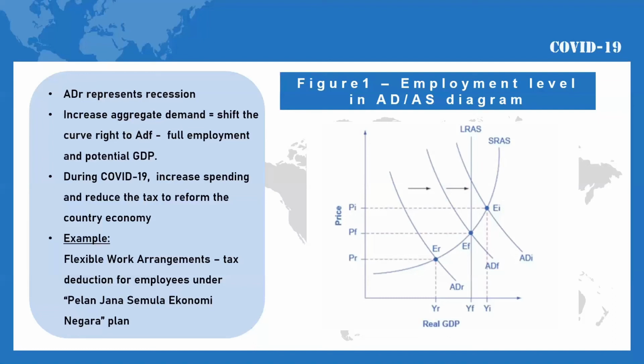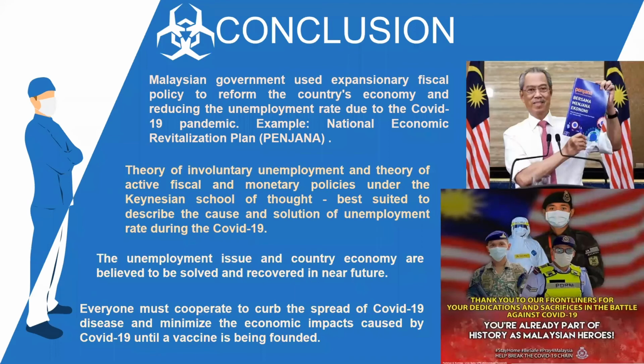For the conclusion, to control the spread of the COVID-19 disease, most affected countries decided to undergo a lockdown or MCO. This government action has heavily affected the country's GDP in the major economic sectors, and this has led to an increase in the unemployment issue. As a result, the Malaysian government has used expansionary fiscal policy to reform the country's economy, and this has reduced the unemployment rate due to the COVID-19 pandemic. For example, the government has launched an economic stimulus package called Penjana, valued at about 35 billion ringgit.